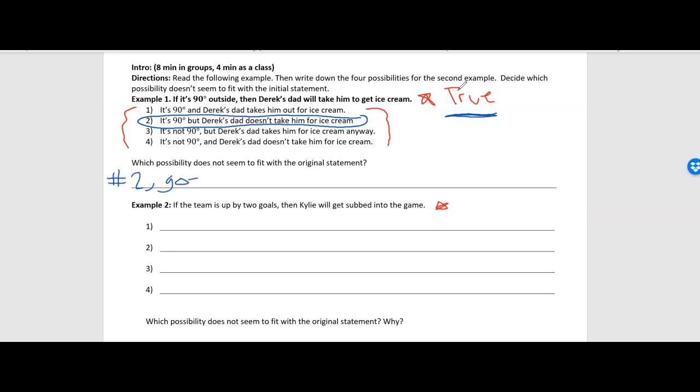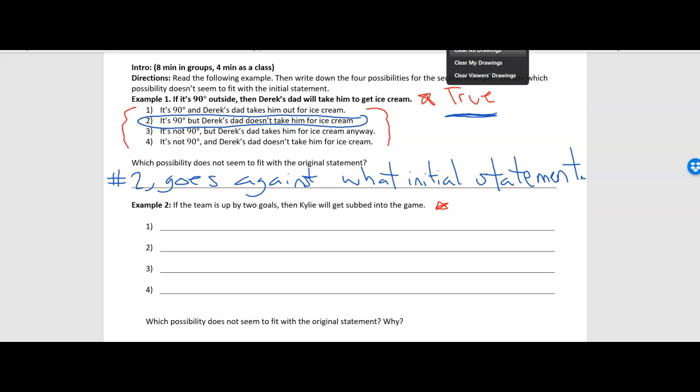It goes against what the initial statement said. Okay, all the other ones, numbers 1, 3, and 4, they could all be true based on what the bold statement said. But if number 2 was true, then it would mean that our bold statement wasn't true. And we said that was true to start with.